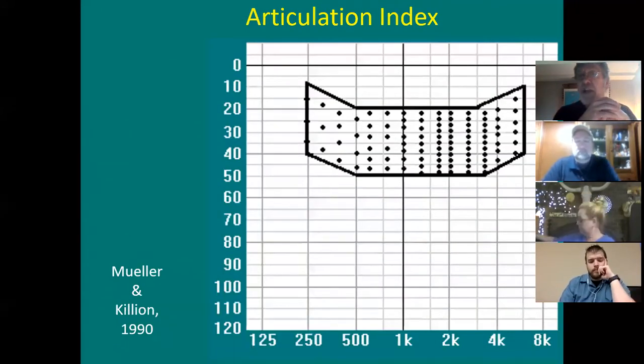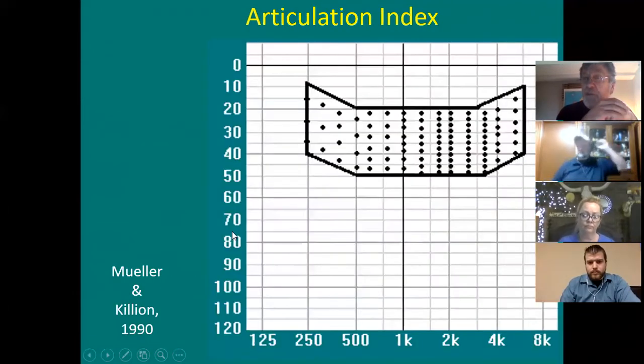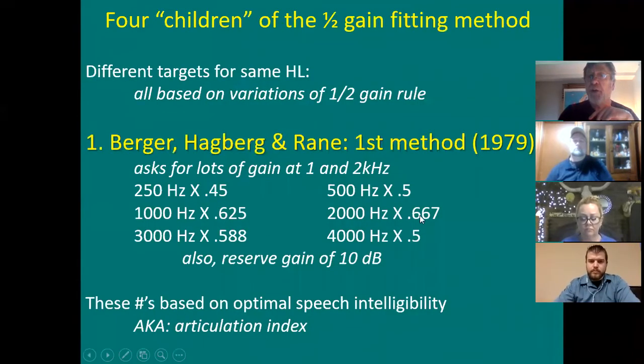See this articulation index? There's your speech banana. And in the speech banana, you can see there's exactly 100 dots. And each dot represents 1% of audible speech required for you to understand what the word was. And notice most of the dots are clustered right here. That's why Berger did this. Berger did this because of this. Okay? Most of the cues for understanding speech are between 1 and 4,000 hertz. So he gave beaucoup gain at 1,000, 2, and 3.